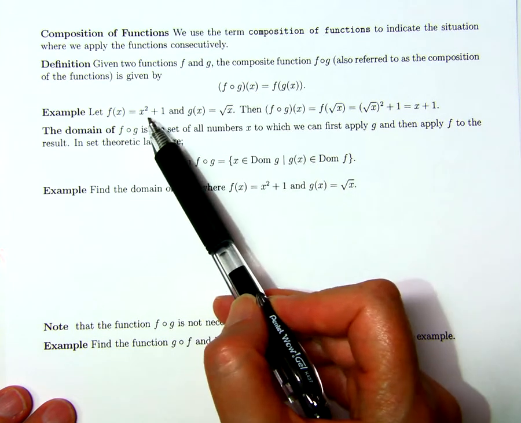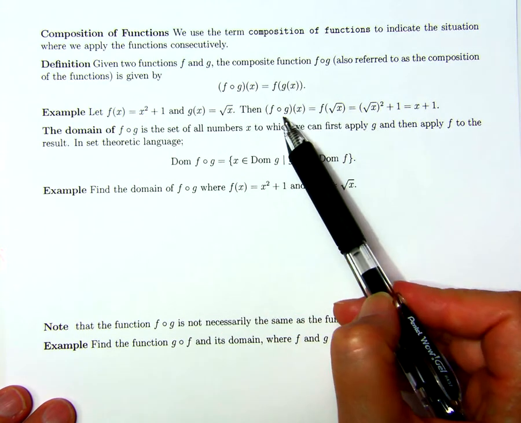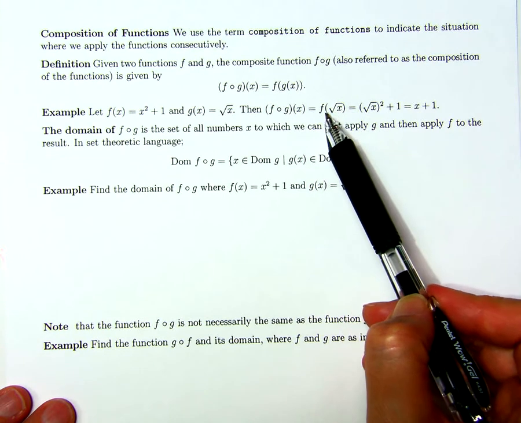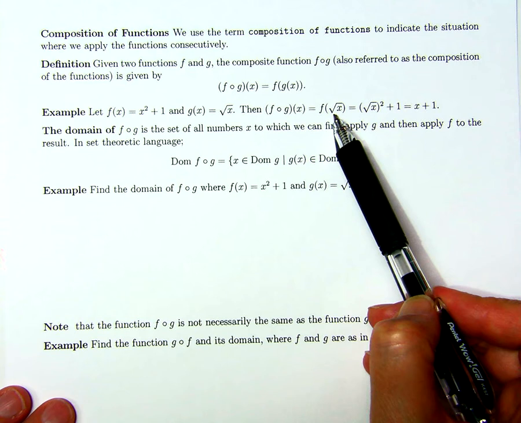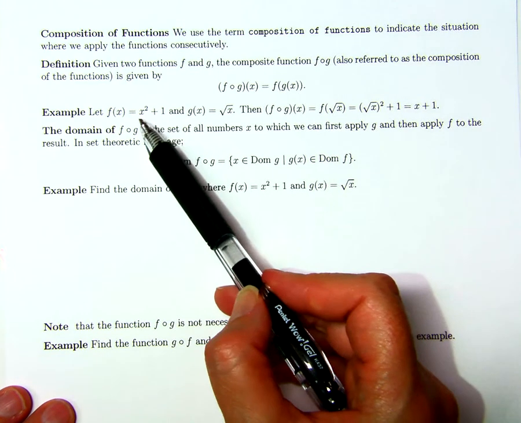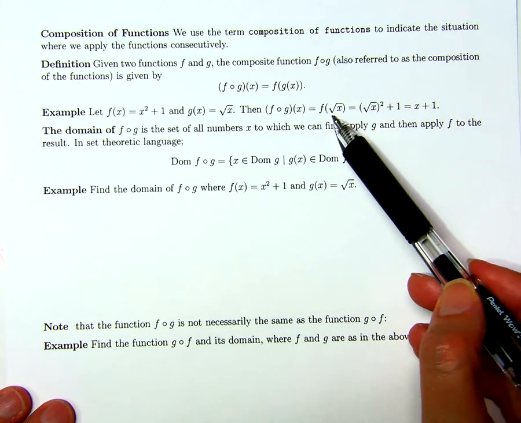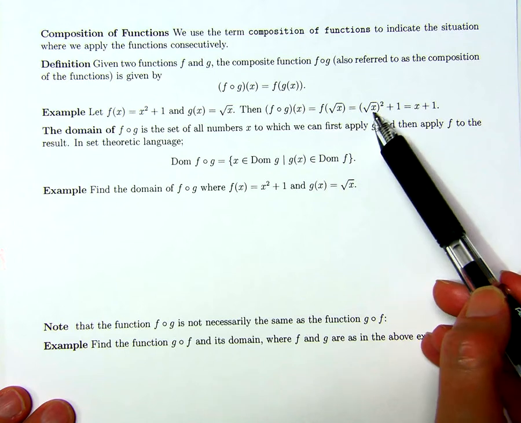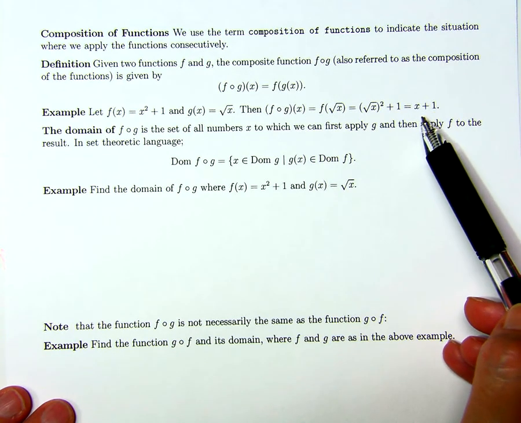Suppose f of x is x squared plus 1 and g of x is the square root of x. Then f after g of x is f applied to g of x, so it's f of the square root of x. Everywhere we see x in the formula for f, we put the square root of x in order to get f after g, and we get that f of the square root of x is the square root of x squared plus 1, which is x plus 1. Now, it's not the same as the function x plus 1.